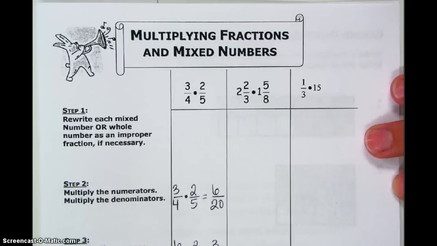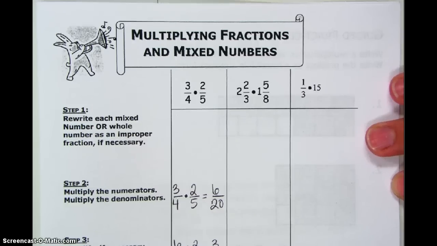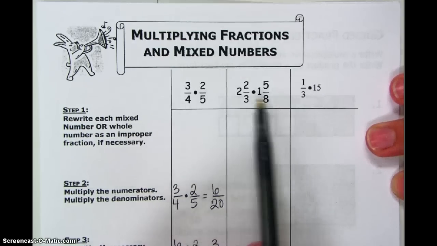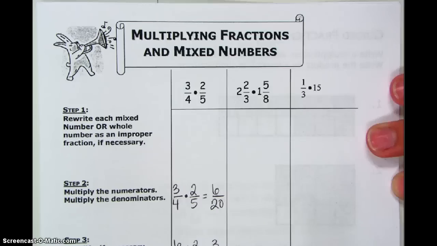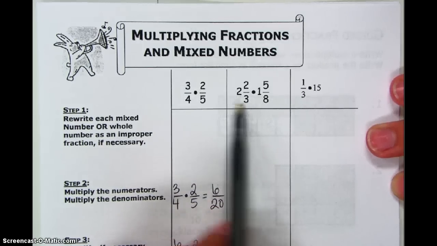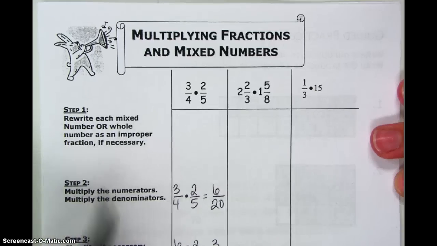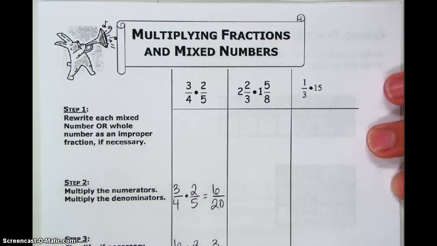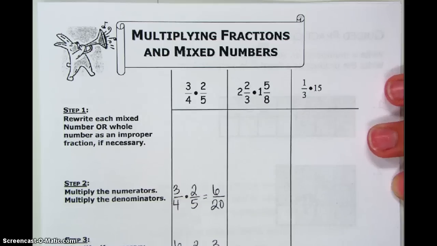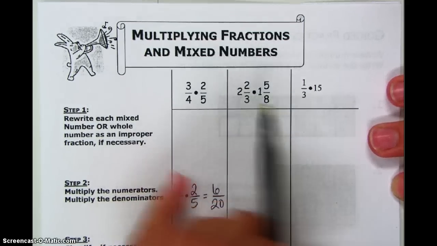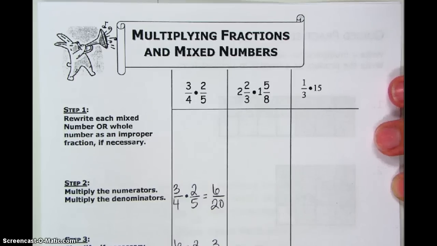Our second example has us multiplying 2 2/3 times 1 5/8. I did notice that these are actually mixed numbers since there is a whole number with a fraction. So that means we are going to have to do step number 1, where we rewrite each mixed number or whole number as an improper fraction. Hopefully we remember how to do that. If we don't remember how to change these mixed numbers to improper fractions, you can use my trick.